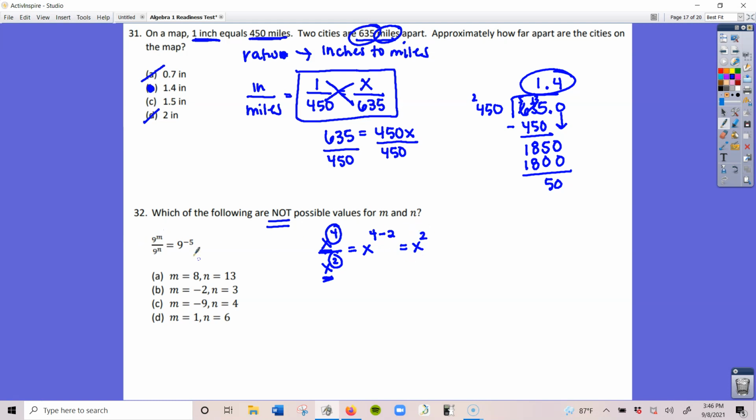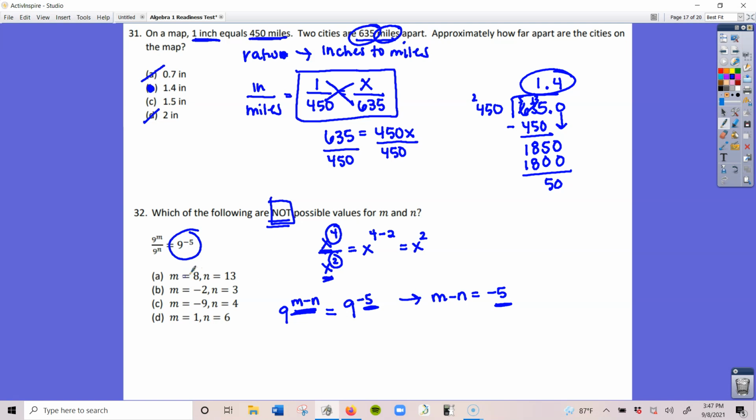So that means that this is 9. I'm going to subtract my exponents, so always the top minus the bottom. M minus n should equal what it gives you here, 9 raised to the negative 5. So this here has to equal this here. So m minus n has to equal negative 5. Here they give you different values for m and n, and we have to check which one of these do not subtract to give you negative 5.